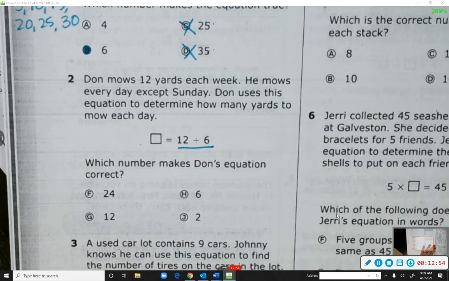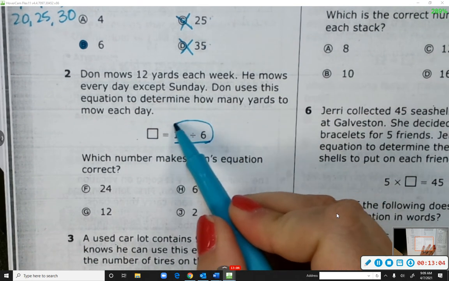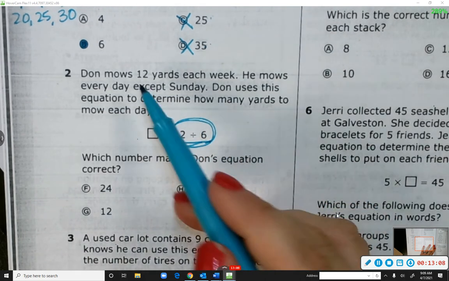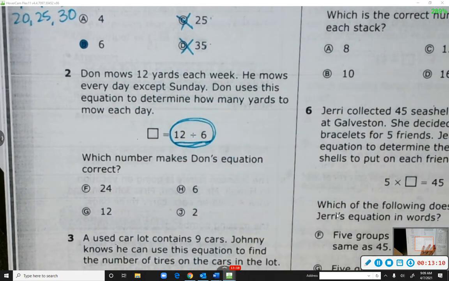12 divided by 6. Can we do 12 divided by 6? No. Yes. Which number makes this equation true? Well, this is an equation I can work out, right? I can do 12 divided by 6 without even reading this. Okay? So how would I do 12 divided by 6 if I don't know the answer?